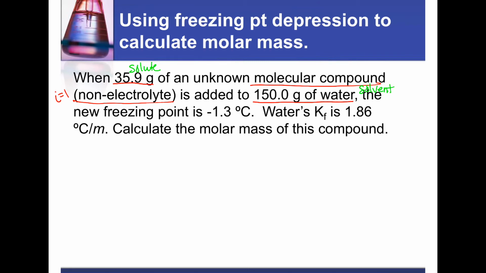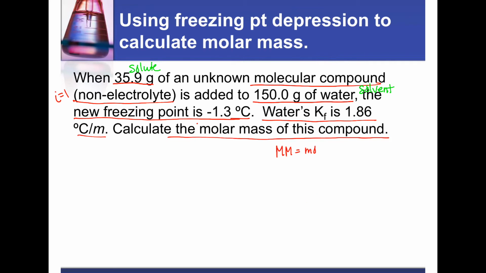Okay. The new freezing point is negative 1.3 degrees C. So the new freezing point tells us how much it's deviated from the old. And it says water's Kf is this. Calculate the molar mass of this compound. All right, so to kind of focus us, we are trying to find molar mass.